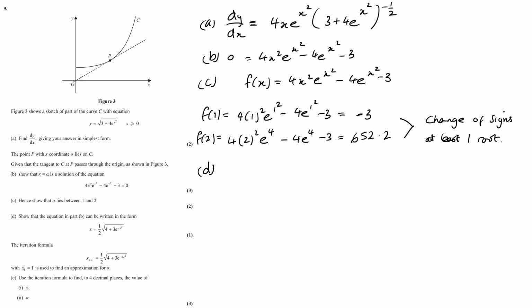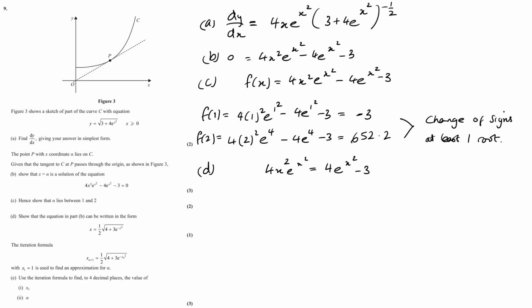Now, part D, we are rearranging this equation to get this, effectively finding our iteration formula. So we've got a square root, so we're looking at potentially an x squared. So here's our formula. We take this x squared out. So here I would have 4x squared e to the x squared equals 4e to the x squared minus 3. So what I've done is I've just taken that over and that over.